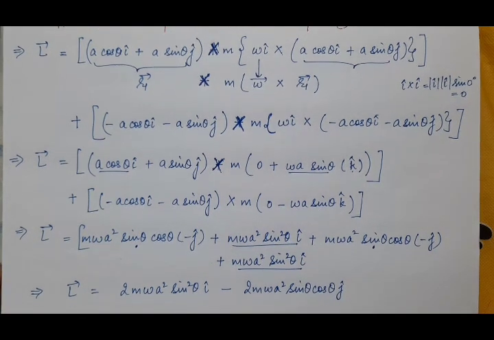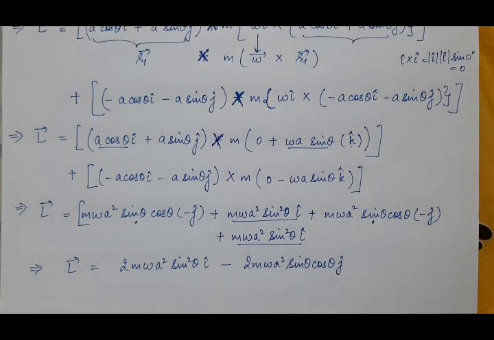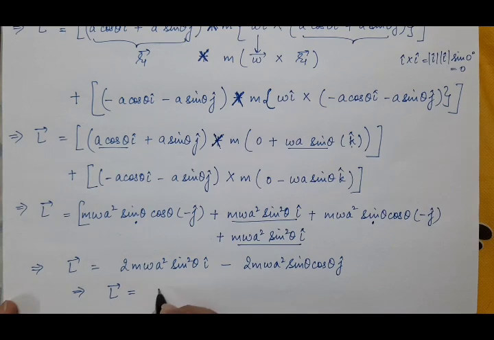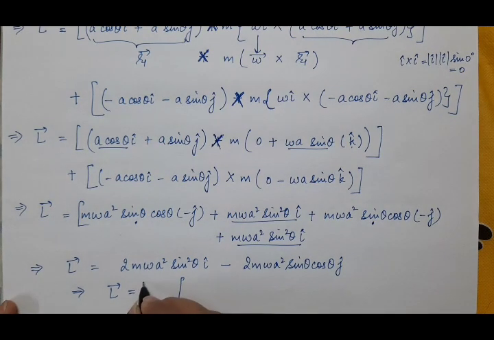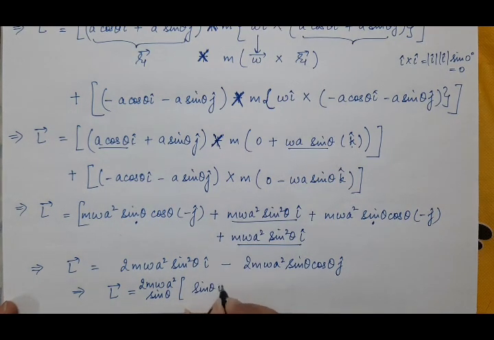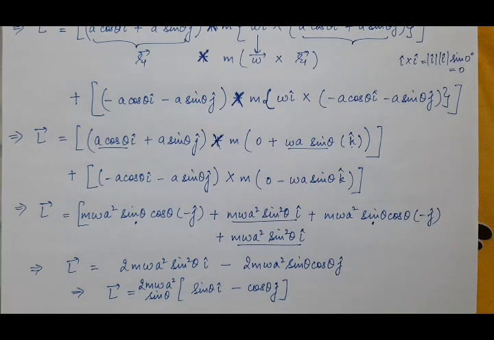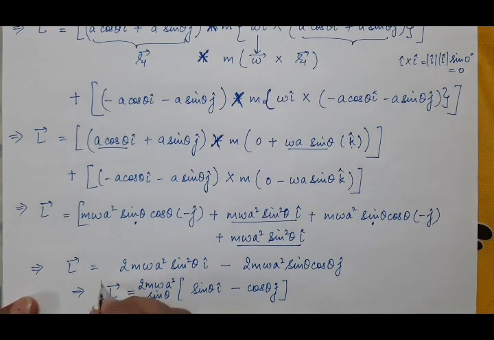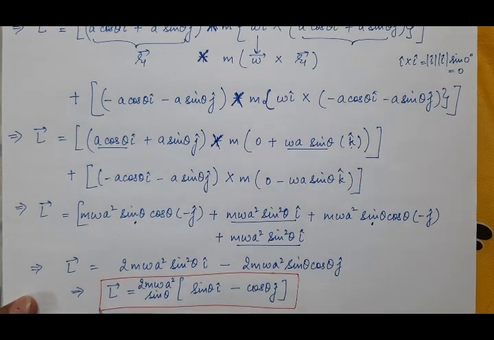Now take the common terms outside the bracket and you will get that this L vector is equal to, here you can see 2 is common, m is common, omega is common, a square is common, then 1 of sine theta is common. So inside the bracket we will have sine theta i cap minus cos theta j cap. So this is the required expression of angular momentum vector.